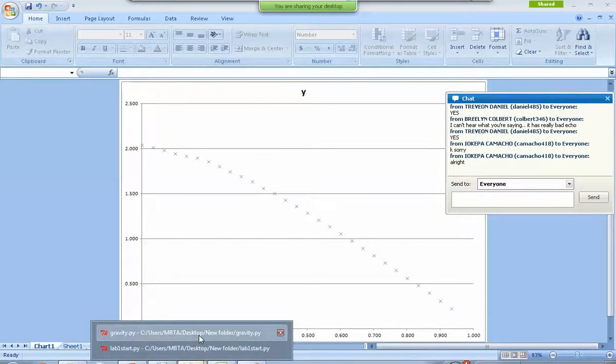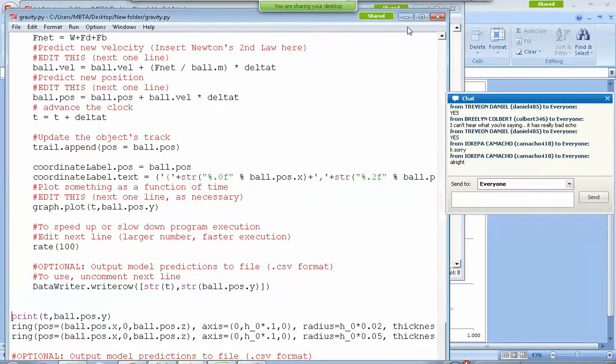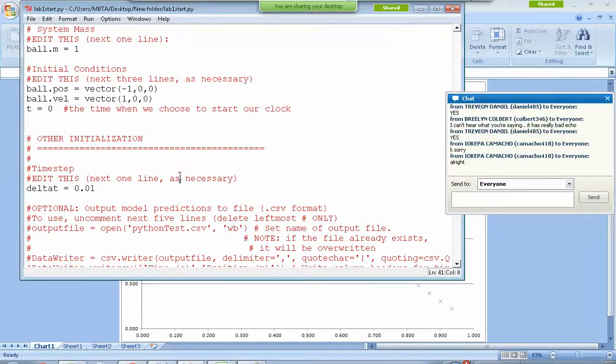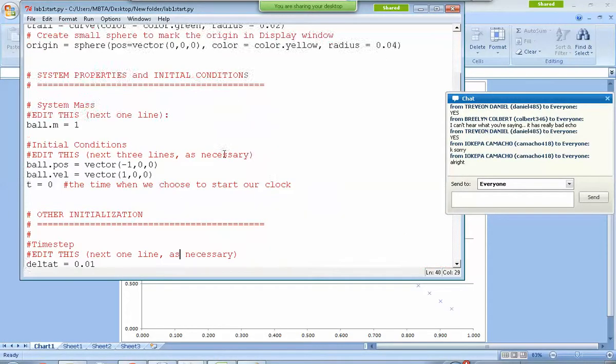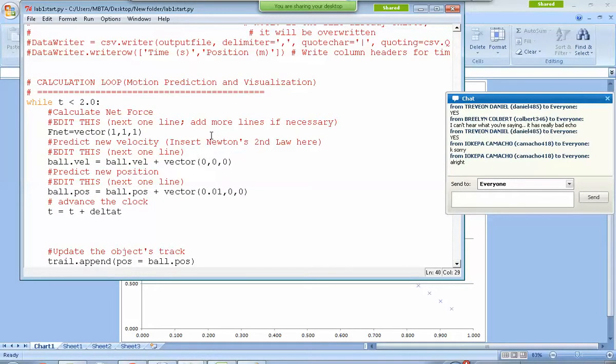And to be honest with you, I didn't do this whole thing beforehand. I'm sorry. We're just going to have to see what we got. Anyway, I'm starting off with the most basic lab 1 start, and we'll see.